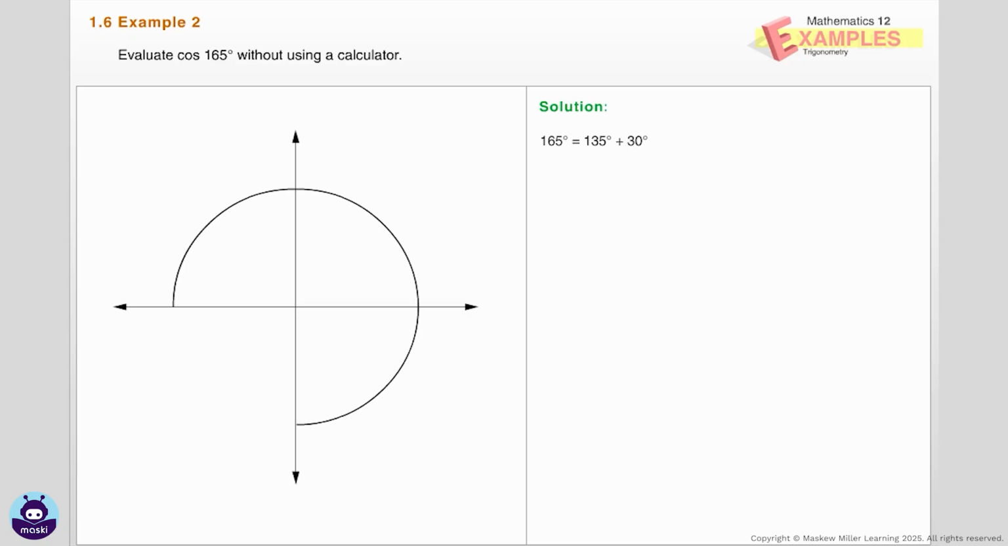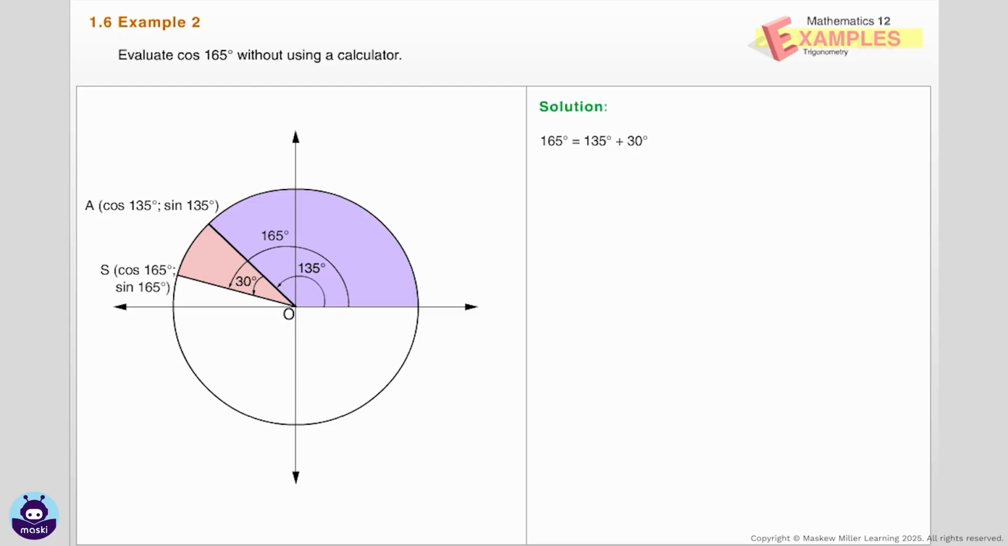Consider a unit circle and 2 points A and B at 135 degrees and 30 degrees respectively. 165 degrees is obtained by rotating the sector containing 30 degrees anti-clockwise until it just touches the other end of the sector containing 135 degrees. The coordinates of the point S will be cos 165 degrees, sine 165 degrees.